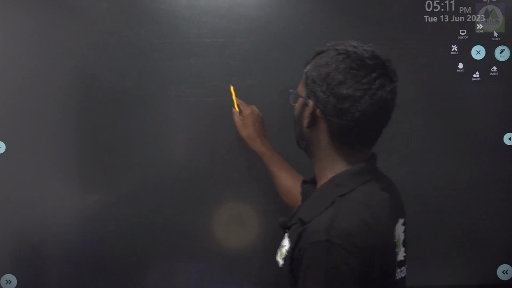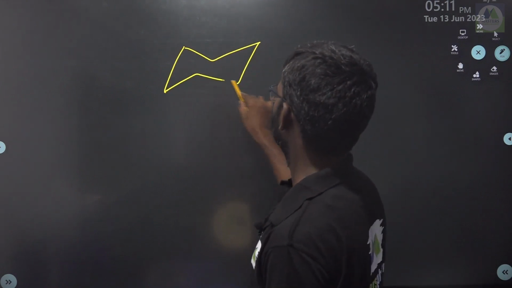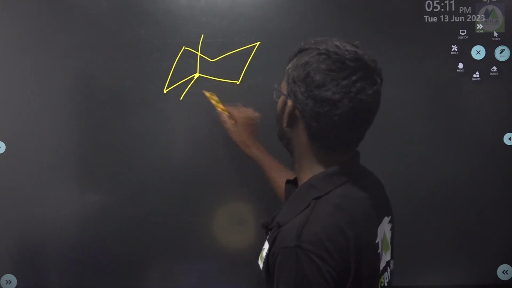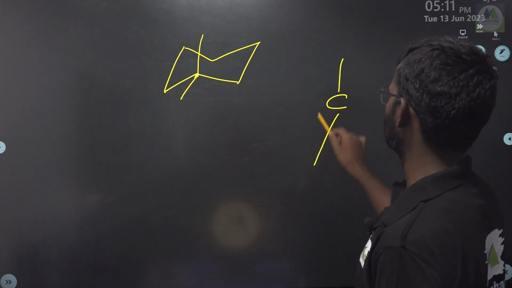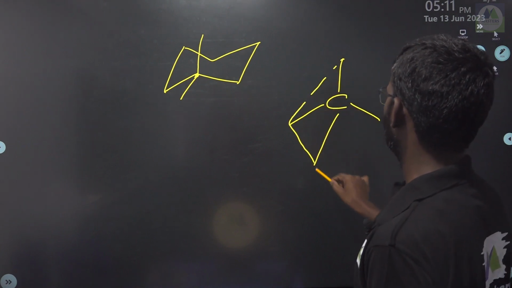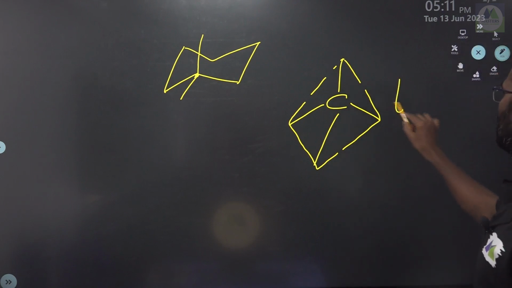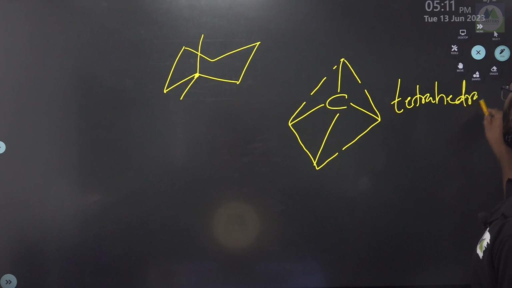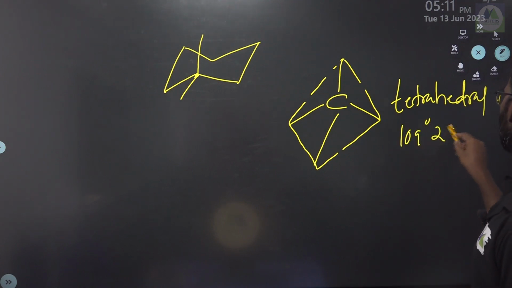See, this is the chair conformation. We are going to highlight here this third position. This third position has one bond upside and one completely downside, here horizontal, here slight horizontal. This is the tetrahedral shape. Bond angle is 109 degrees 28 minutes.